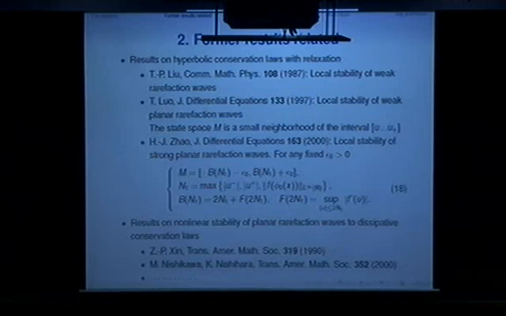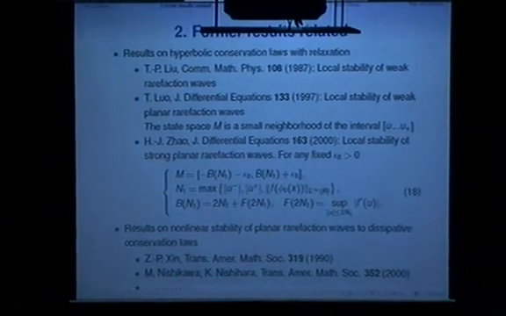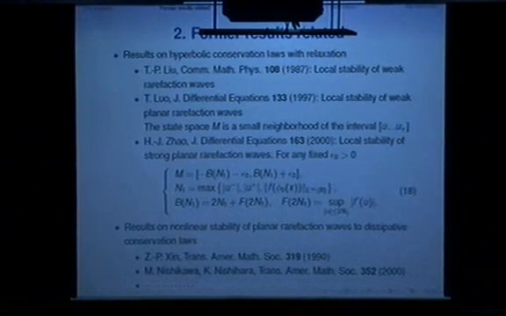Later we studied the local stability of stronger planar rarefaction waves. In fact, in our results our state space is this one. Here epsilon is any given constant, not necessarily small. We will come back to this later. In this case the state space is this one, where this quantity was defined by Matsumura and Nishihara in their paper, which we will mention later.